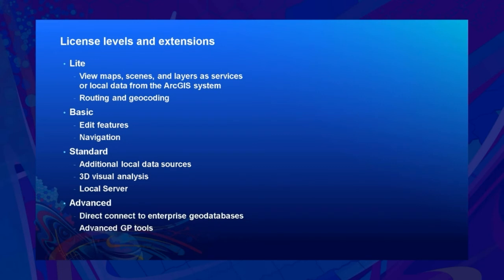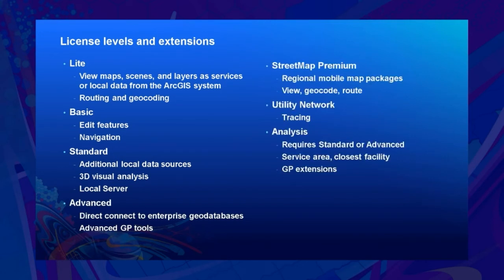Advanced includes everything in Standard and primarily focuses on enhancements to local server to enable access to geodatabases and advanced geoprocessing. As for extensions to runtime levels, StreetMap Premium delivers data in mobile map packages licensed by region. This data can be visualized and used for geocode and routing offline. StreetMap Premium can be added to or extend any level of runtime.